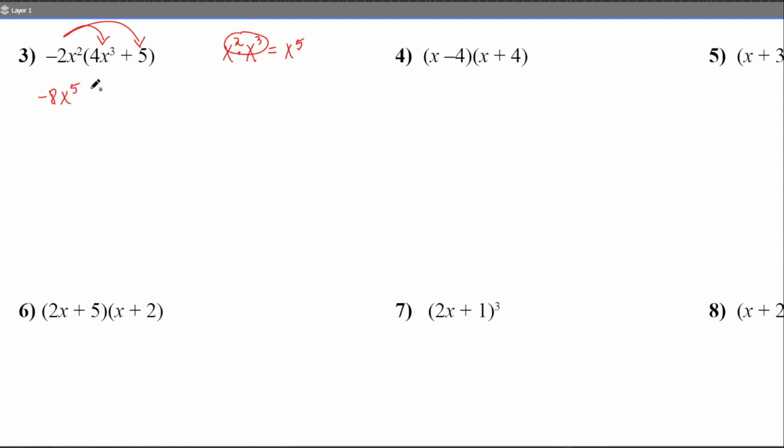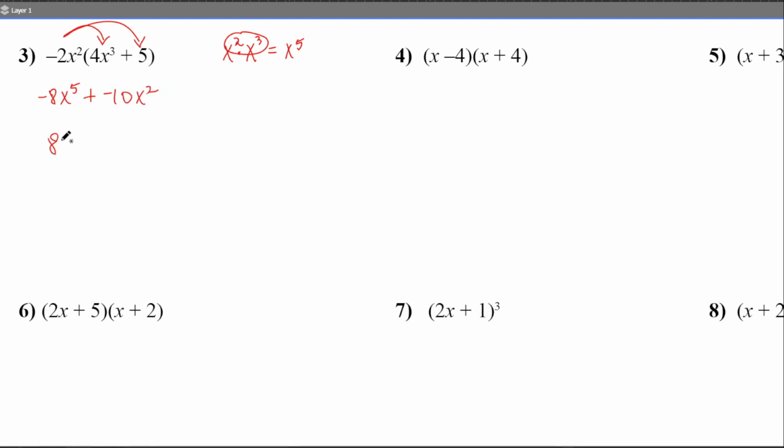And then you put the next sign down, which is plus. And now you do this stuff right here, that negative 2x squared, you multiply it by 5. So negative 2 times 5 is negative 10. And then it doesn't have anything else that I can multiply by, so I just write x squared. And there's nothing else I can do with that.